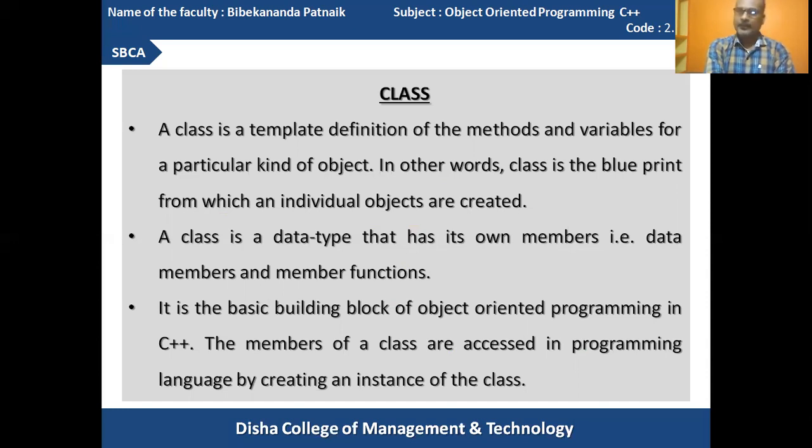So every individual class must contain methods and variables for a particular kind of object. And an object is basically called an instance of the class, or you can say an example of the class. In other words, a class is a blueprint from which individual objects are created. So a class may contain one object or more than one object according to the requirement of the program.